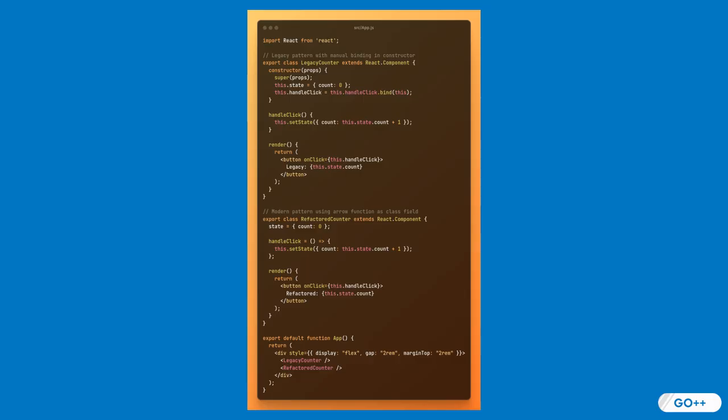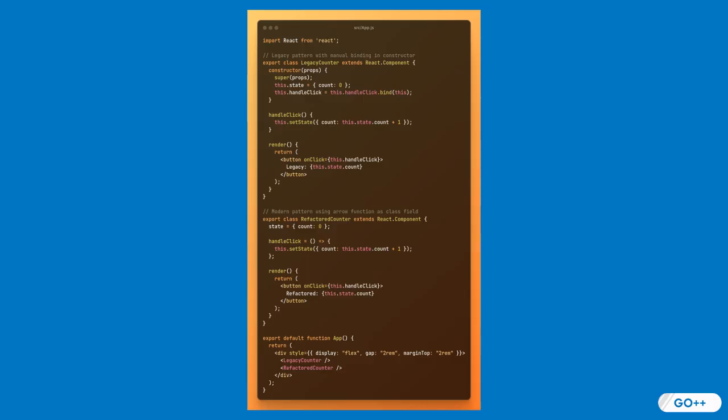In this example, we refactor a legacy class-based React event handler to use modern arrow function syntax. The file demonstrates both the old and new approaches, clearly highlighting the benefits of lexical this binding and cleaner code for maintainability.